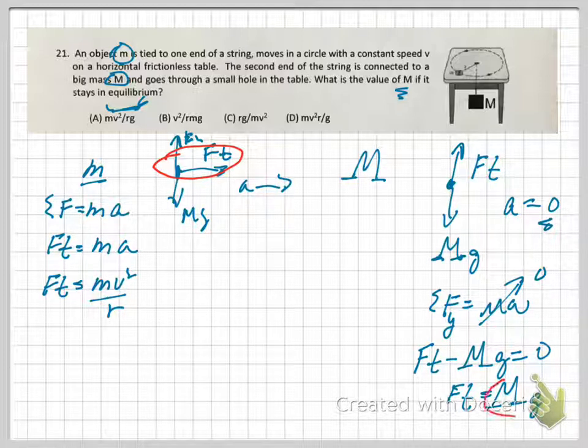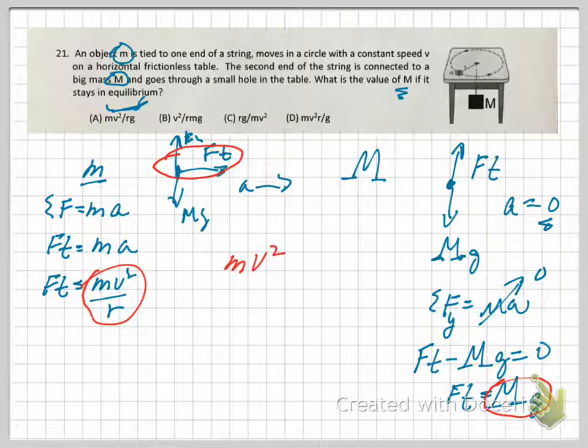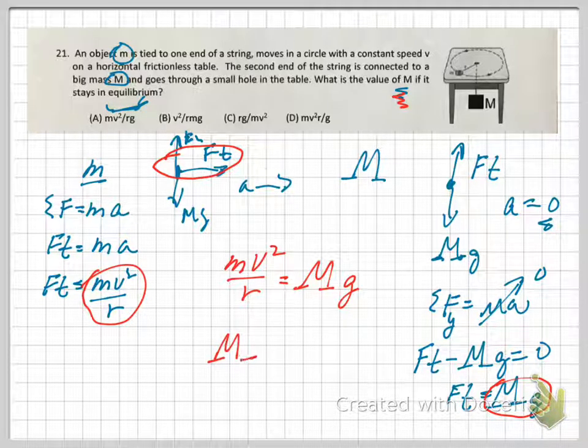So the tension force for the down-hanging one is going to be equal to the tension force for the little guy. So let's see, we have little m v squared over r, and that has to equal big M times g. And they're asking for the value of big M, so big M is going to equal little m times v squared over g r. And that looks like choice A.